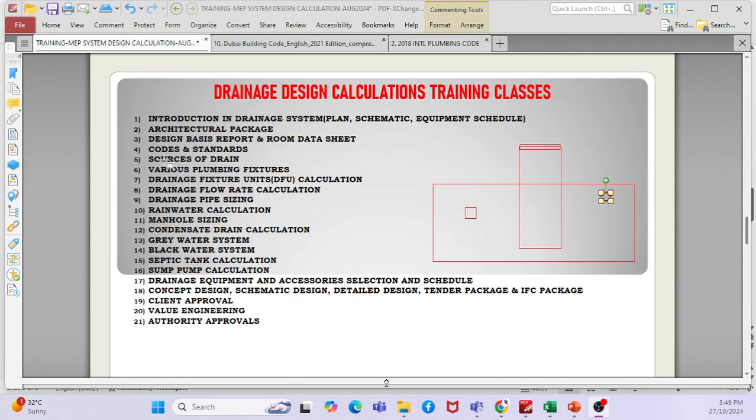Okay, so far we discussed the source of drain and various plumbing fixtures. Now we will talk about drainage fixture unit calculations. How to do the calculations, and based on that calculation, you can size the pipes, right? Based on the drainage fixture unit calculation.